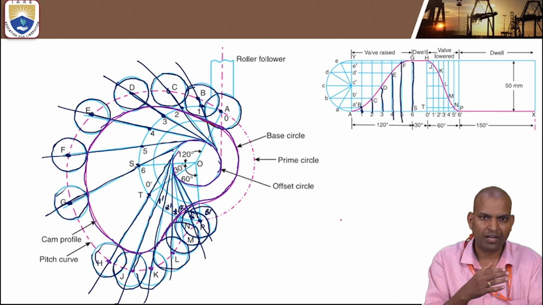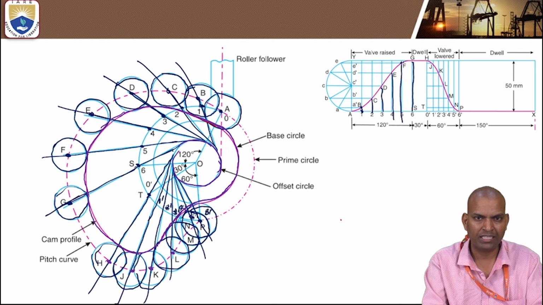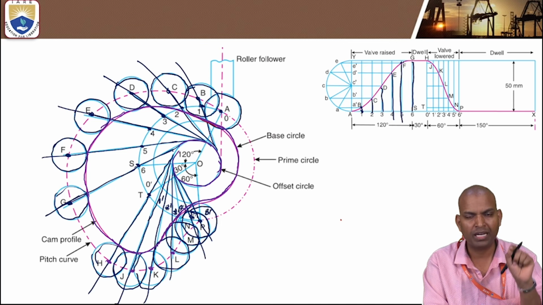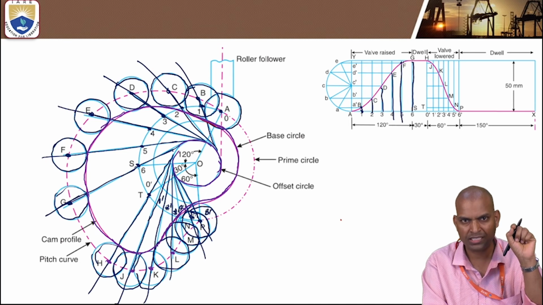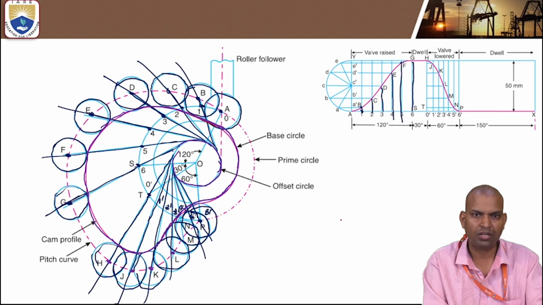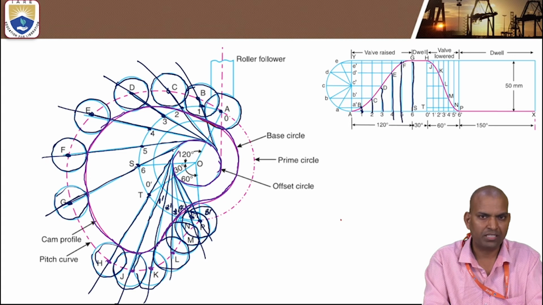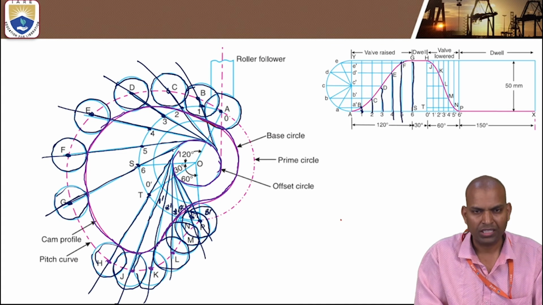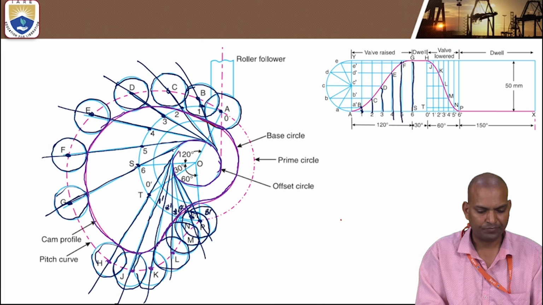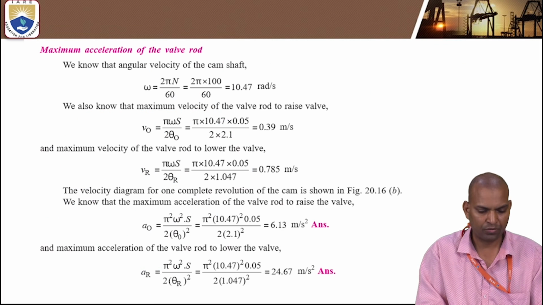After the tangential lines, the vertical distances from the displacement diagram are marked on the tangential lines, and those markings are the centers of the roller. The curve which passes through the surfaces of all the rollers is known as the cam profile. That is the offset cam profile with roller follower.